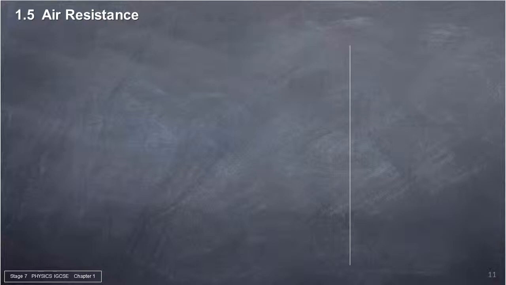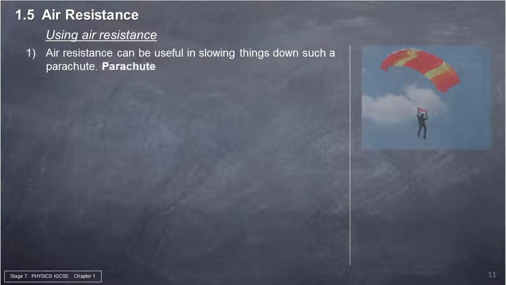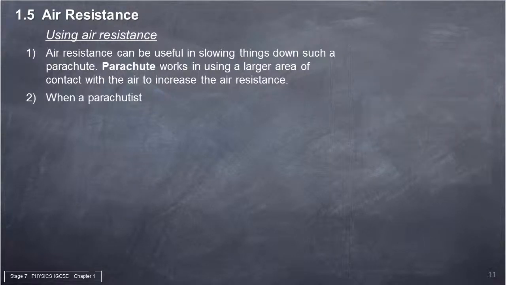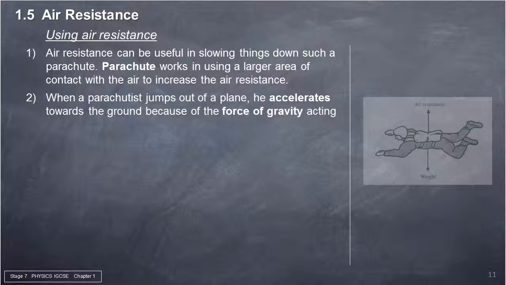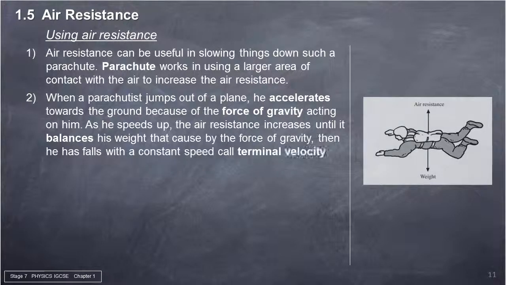1.5. Air resistance. Using air resistance. 1. Air resistance can be useful in slowing things down, such as a parachute. A parachute works by using a larger area of contact with the air to increase the air resistance. 2. When a parachutist jumps out of a plane, he accelerates towards the ground because of the force of gravity acting on him. As he speeds up, the air resistance increases until it balances his weight that's caused by the force of gravity. Then, he falls with a constant speed, called terminal velocity, approximately 190 to 195 kilometers per hour.